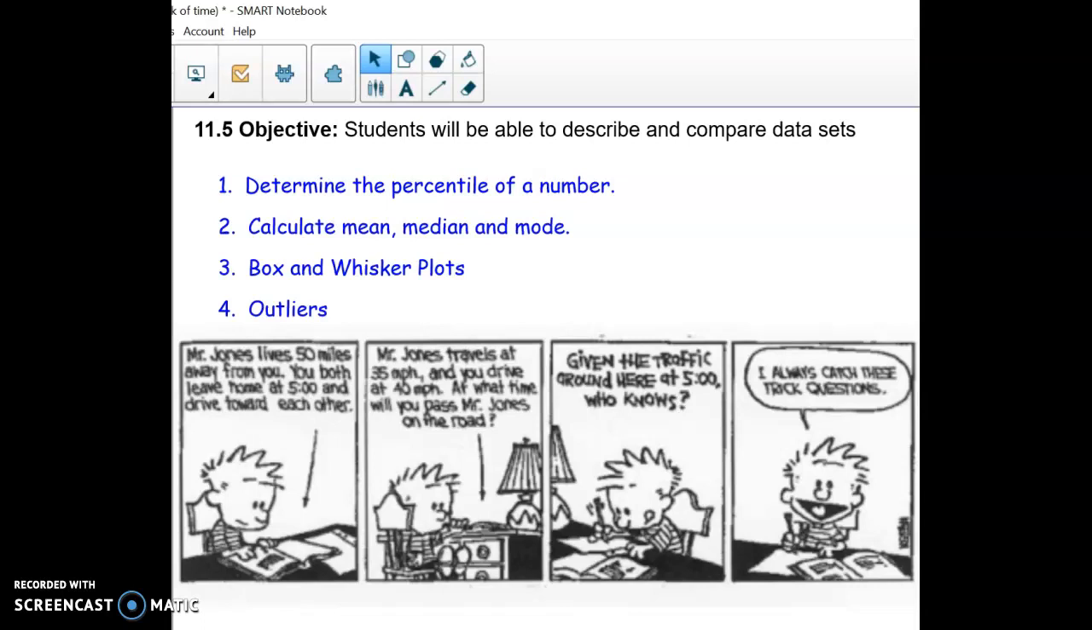All right, this is finishing up section 11.5. We did percentiles, mean, median, mode in the previous video, so now we are going to do box and whisker plots and then outliers. All of these are ways to describe and compare a bunch of numbers, a bunch of data, to try to make sense of the data.